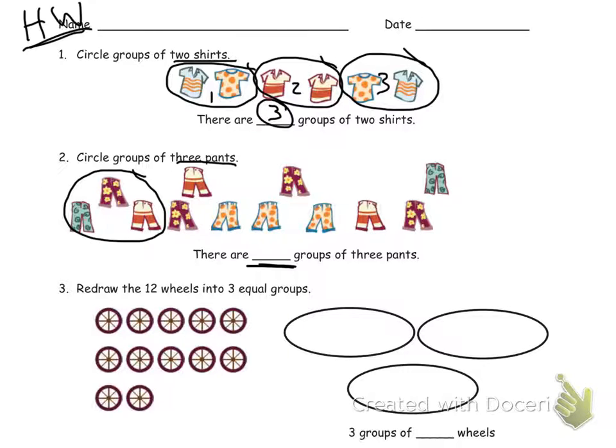Down here for number 3, what you need to do is redraw 12 wheels into 3 equal groups. So kind of like what we did on the problem set earlier, we're going to cross these wheels off as we draw them into our groups. So we would simply go 1, draw the wheel in, 2, draw the wheel in, and just continue doing this until you run out of wheels. And then you would answer this down here, and say there are 3 groups of blank wheels. So you would just say how many wheels are in each of these. And remember that these have to be even. So do 1 at a time in each of these groups, okay?